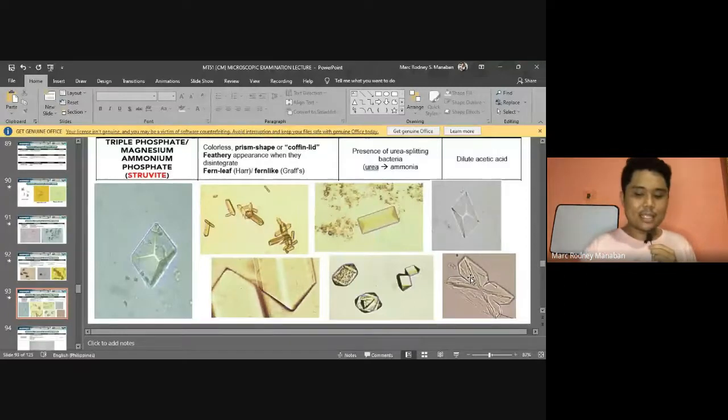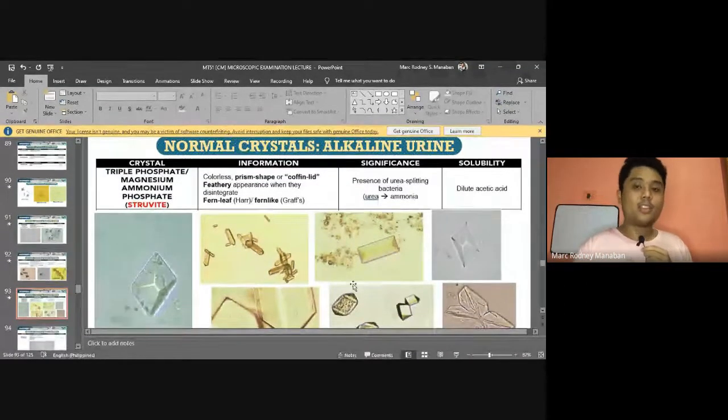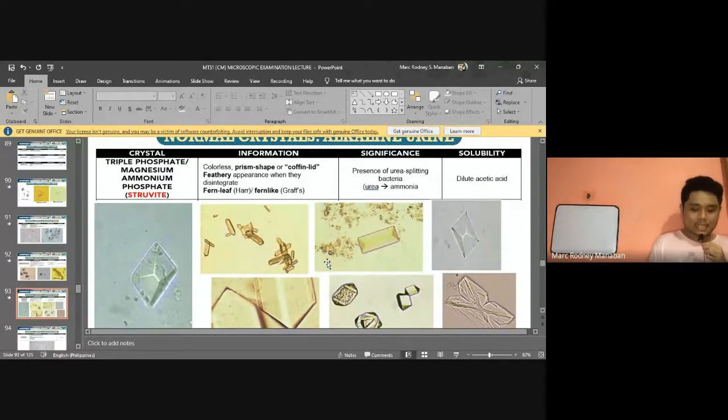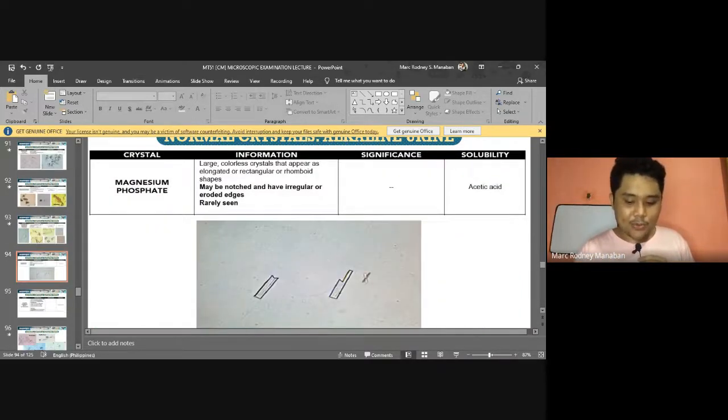And again, the significance is still the same, the presence of urea-splitting bacteria, especially Proteus. And solubility is still dilute acetic acid. Okay, so later, when we go to renal disease, pre-recorded, dears, again, this is a major component of calculi, kidney stones, all right? And it's usually attributed to infection by urea-splitting bacteria, such as your Proteus. Okay, all right.